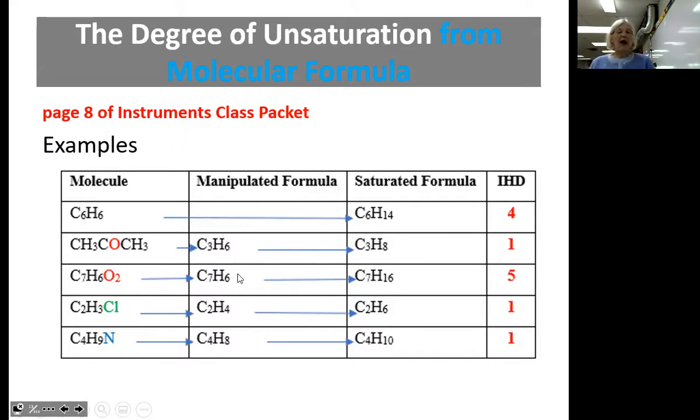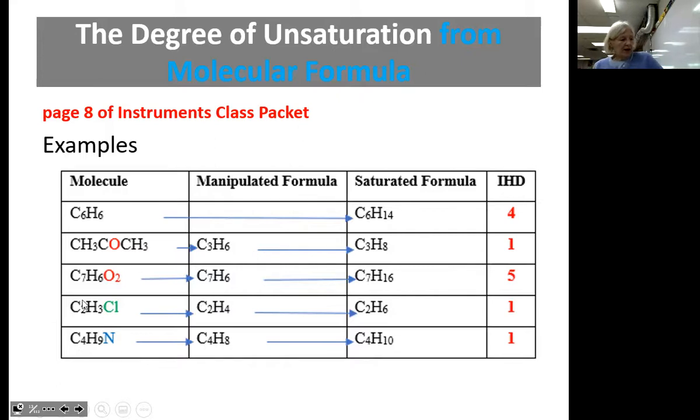Forget about them and write down your manipulated formula. Write the formula in its saturated form. How many hydrogens would that take to accomplish? With the chlorine, you add 1 hydrogen in the manipulated formula. Instead of C2H3, make it C2H4 in the manipulated formula. How many H2s to saturate? 1.